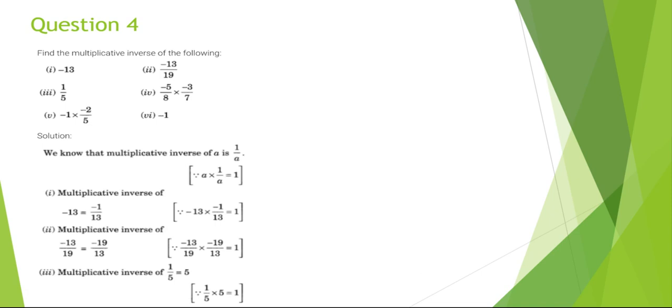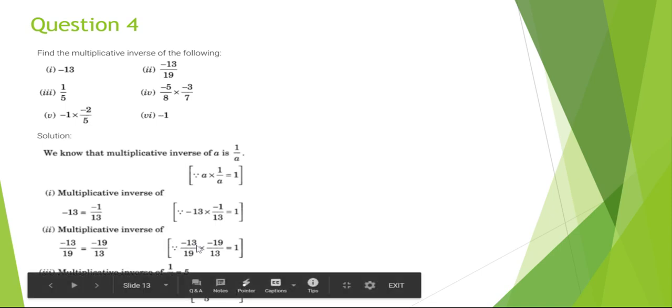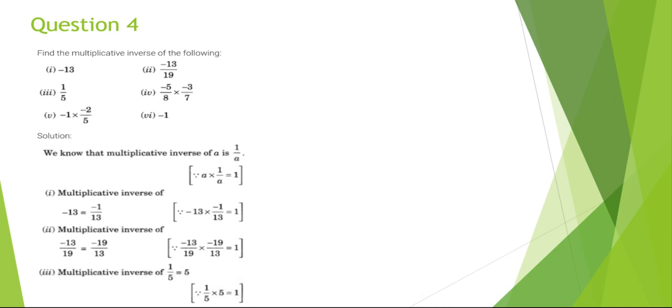Next part is minus 13 by 19. The multiplicative inverse of minus 13 by 19 will be minus 19 by 13. Why? Because if you multiply these two numbers, the answer will be what? The answer will be 1. Next, if you come to multiplicative inverse of 1 by 5. So 1 by 5 when multiplied with 5 will obviously give you 1. So multiplicative inverse, or you can say the reciprocal of 1 by 5 will be 5.